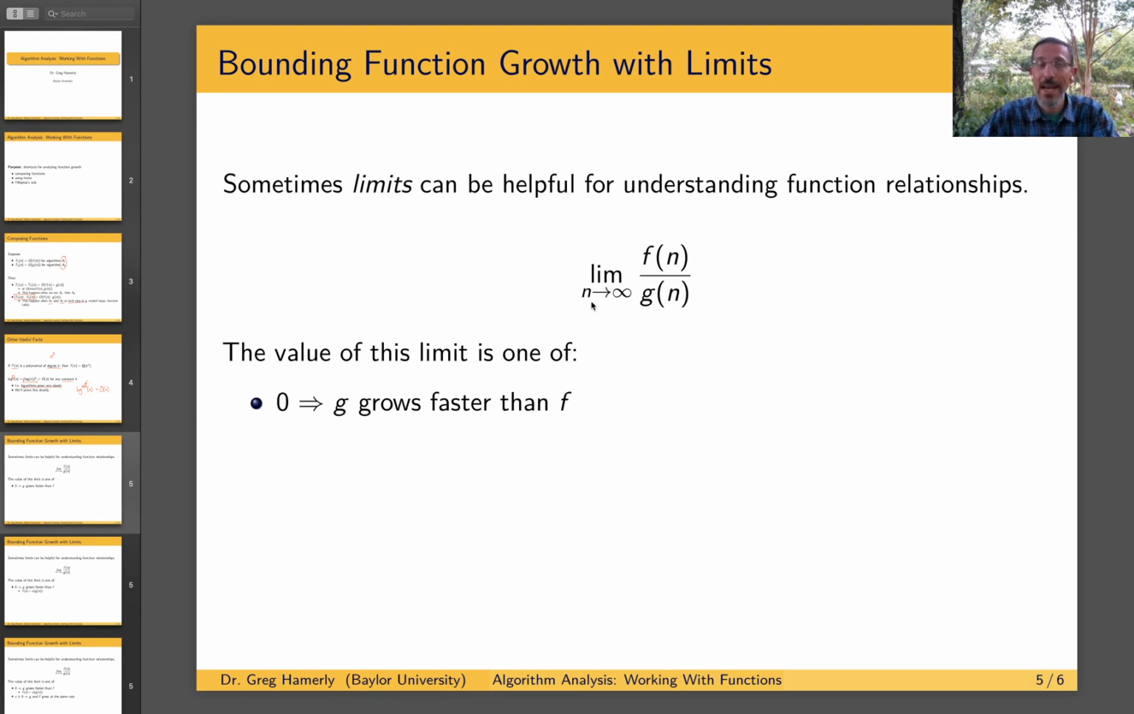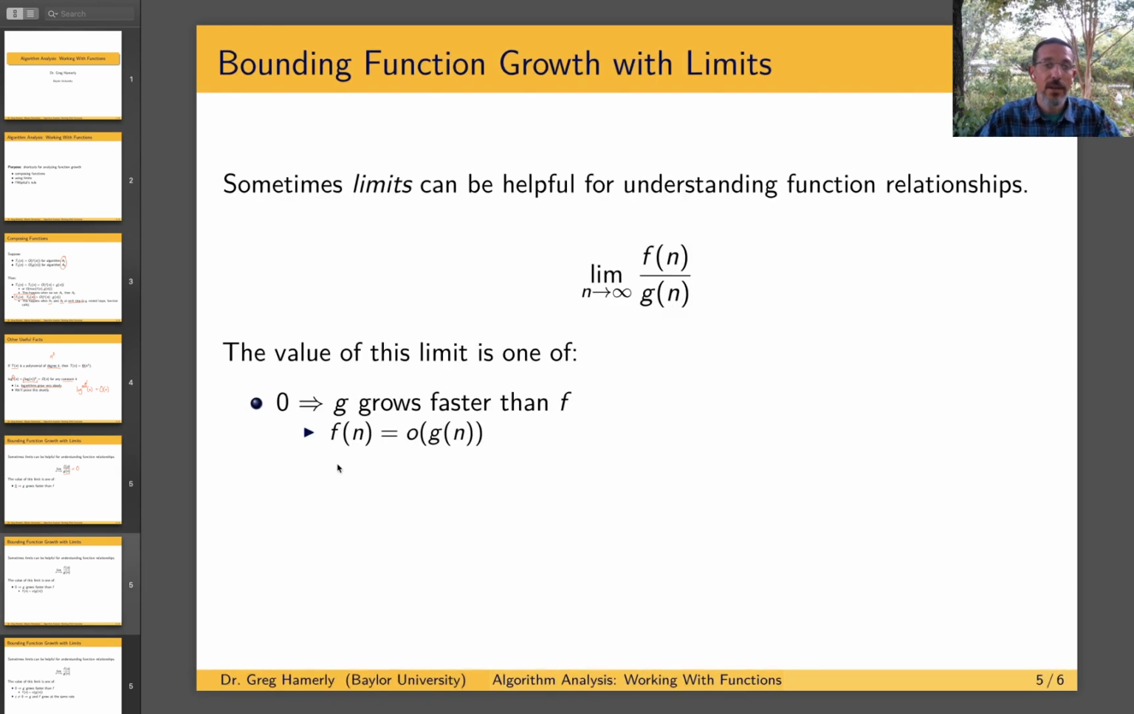So if we take the limit as n goes to infinity of the ratio f of n over g of n, that limit must be one of essentially three different types of values. If the value of this limit as n goes to infinity is 0, as we say here, then that means that g must be growing much faster than f, because this gets much larger than this, and therefore the ratio becomes 0.